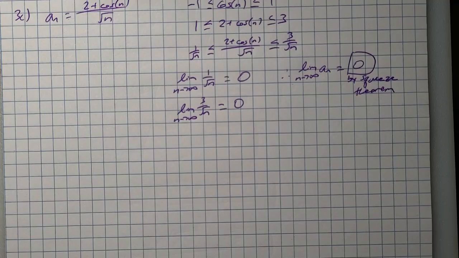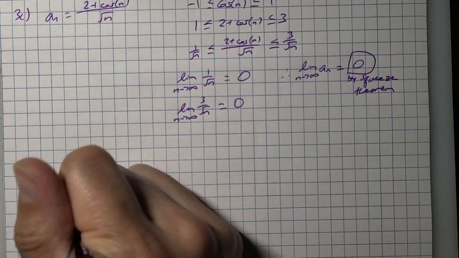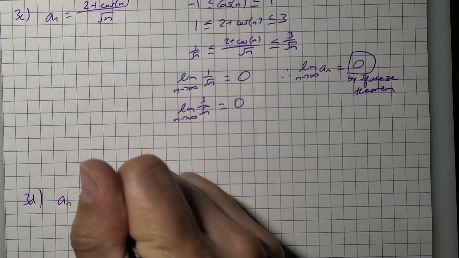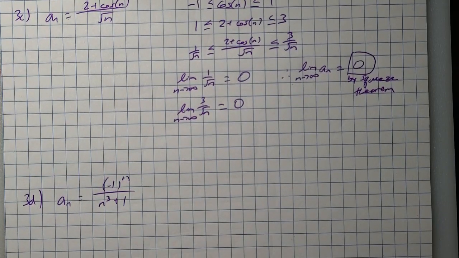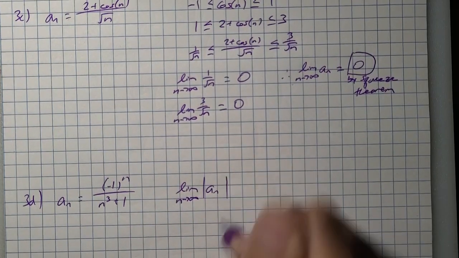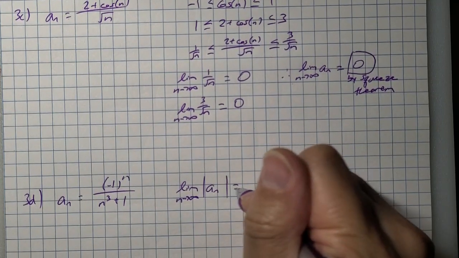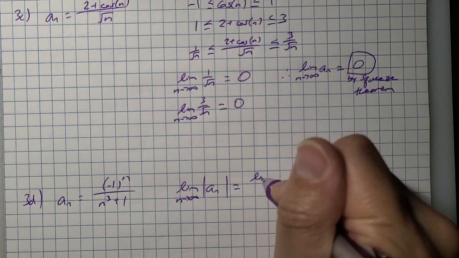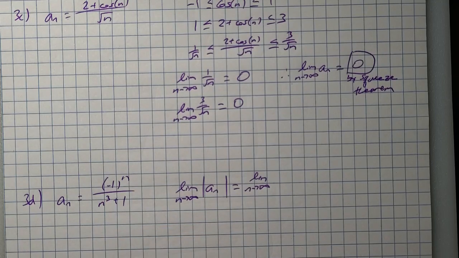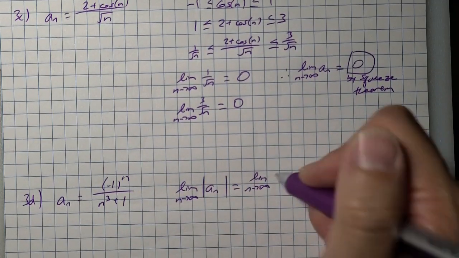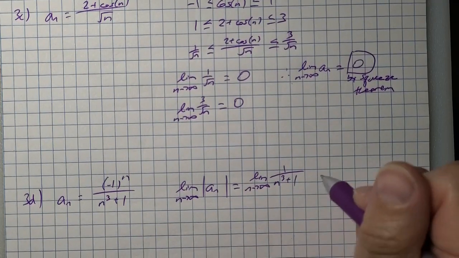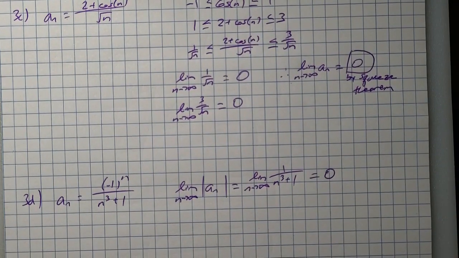Okay, final problem, 3D. We have a sub n is minus 1 to the n over n cubed plus 1. We can use the fact that we can do limit as n goes to infinity of absolute value of a sub n. We can find that first. And that would just be limit as n goes to infinity. When we take the absolute value, this minus 1 to the n would go away because that's just changing the sign. This is 1 over n cubed plus 1. This is easy. This would go to 0.